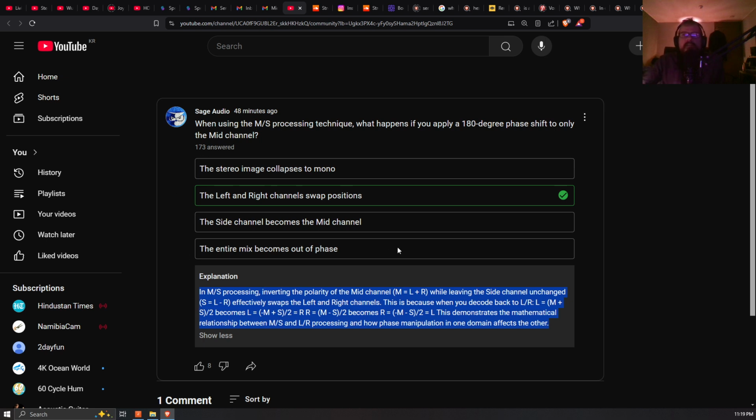This is because, reading on, math is the bane of my existence. This is because when you decode back to, I assume this means left divided by right, the slash mark is like divide. Are we doing arithmetic here? Is it algebra? Left equals mid plus side, divided by 2, becomes left equals negative mid plus side, divided by 2, equals R. R equals mid minus side, divided by 2, becomes R equals negative mid minus side, divided by 2, equals L. This demonstrates that Lean Bear is a moron.